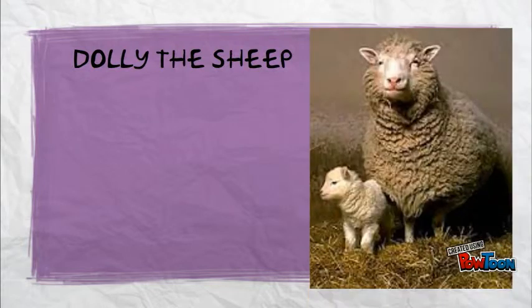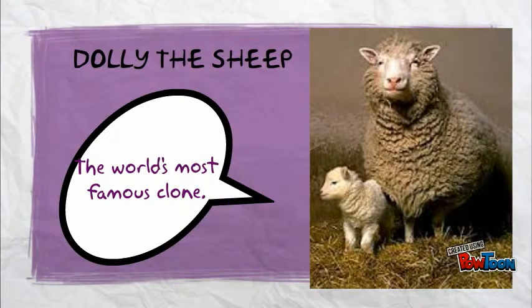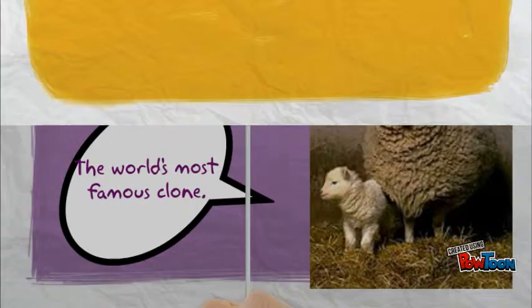Dolly the sheep is the world's most famous clone. She was the first mammal to be cloned from an adult somatic cell using the process of nuclear transfer. Dolly was born on the 5th of July 1996 and was euthanized on the 14th of February 2003, aged 6.5.